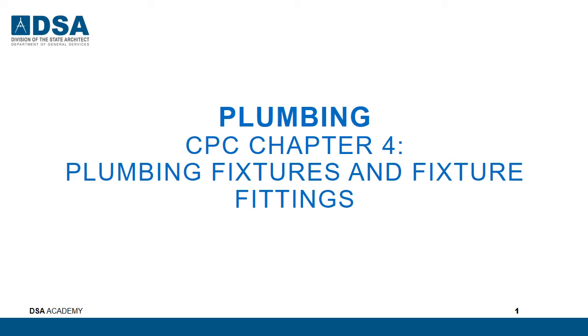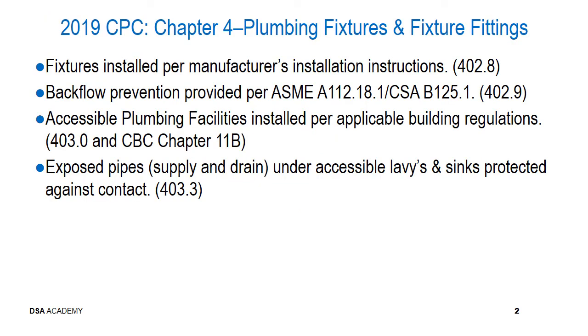We're now going to discuss Chapter 4 of the California Plumbing Code, which is plumbing fixtures and fixture fittings. To reiterate, again, the California Plumbing Code has been defaulting to material manufacturers' installation instructions.